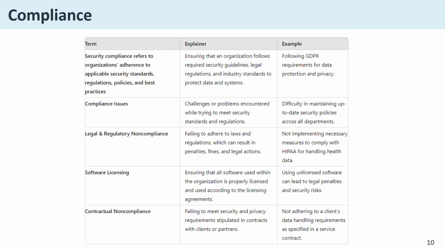Now, when it comes to compliance, so ensuring that an organization follows required security guidelines and industry standards, we have compliance issues. We have legal and regulatory non-compliance. We have software licensing. We have contractual non-compliance. So these are some of the issues that can arise from non-adherence to some of these compliance tenets. So here, for contractual non-compliance, if a client does not adhere to what is written in the contract, we refer to that as contractual non-compliance.